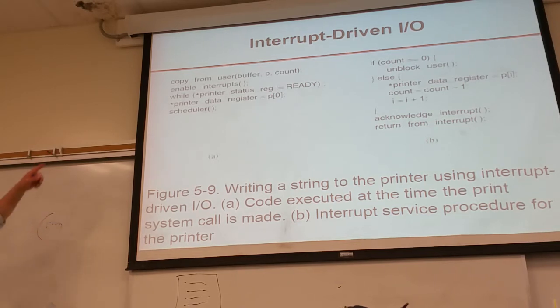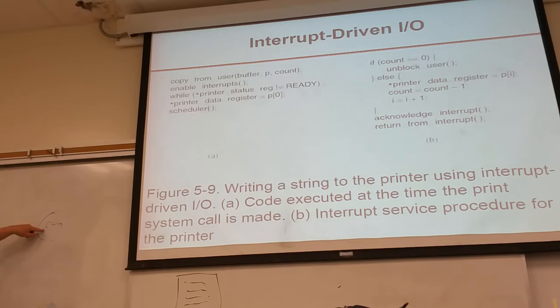Run. So I have a process in the run state. It enabled interrupts. It got the I/O device. Then it called scheduler, which meant it transferred itself out to blocked in memory.